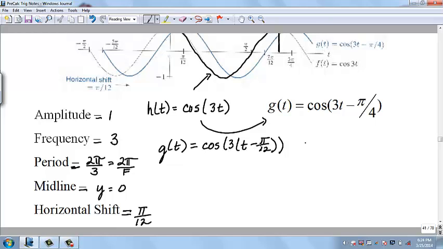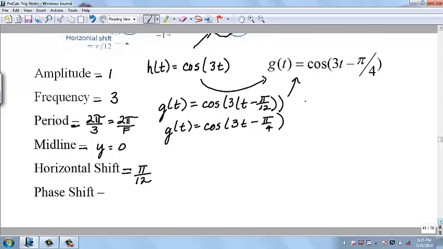Now watch when I multiply this through, and you're going to see where this comes from. So if I said g of t equals the cosine of 3t minus, and if I multiply that by, it's 3 pi over 12 or pi over 4. Now, that means my phase shift is a positive pi over 4.